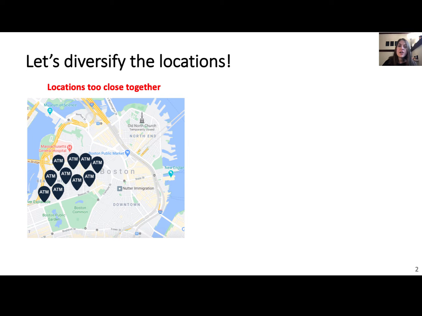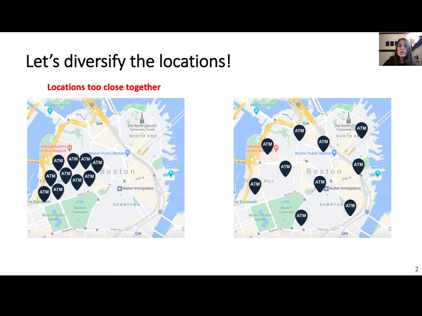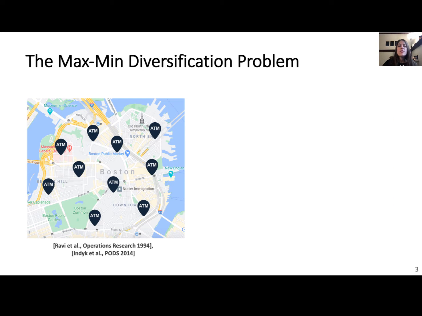So let's diversify the locations. Here, we now see a different sample that diversifies the locations of different ATMs. And locations now are more dispersed across space. In fact, this is the max-min diversification problem, which is well established in the literature. Max-min selects a set of points such that the minimum distance across points is maximized. And as we see here, max-min selects geographically diverse locations across space.